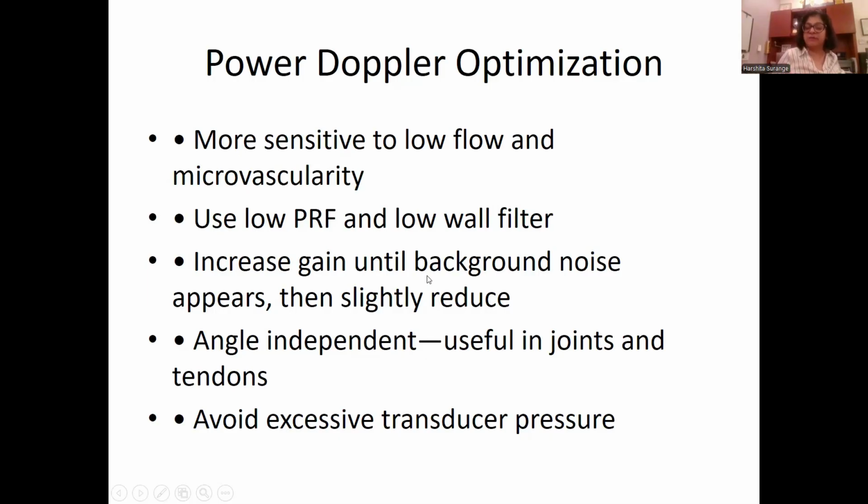Please remember, very important point, don't put in excessive pressure, and the muscle or the joint which you are seeing should be in a relaxed position. If there is tension or pressure over that joint, again you will not be detecting the slow flow of blood.